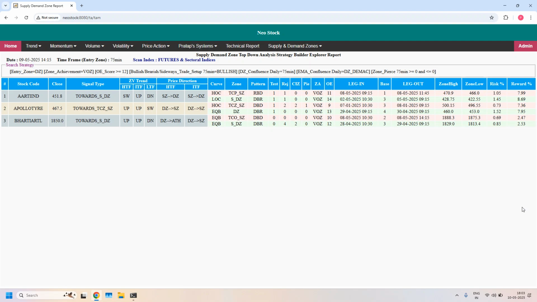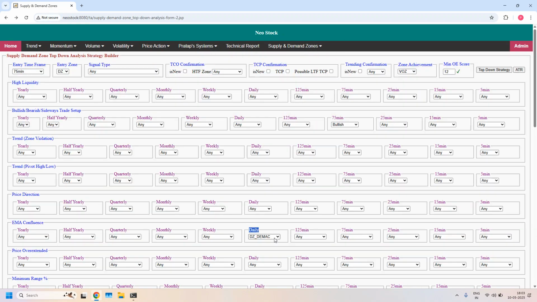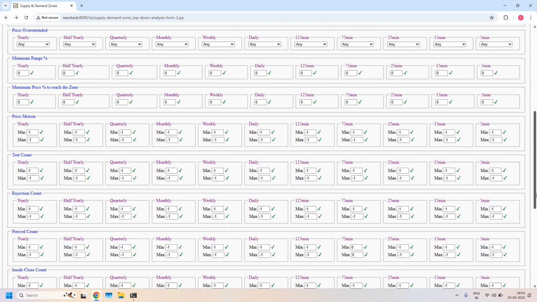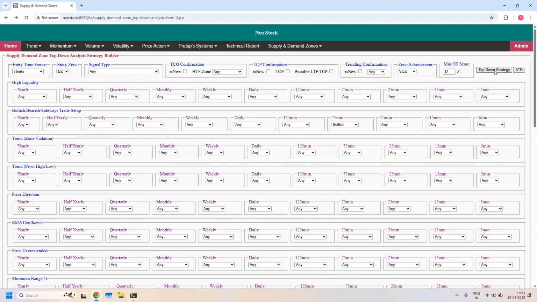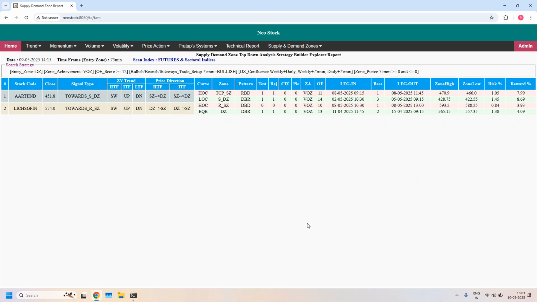Next, we will further filter based on the LTF, ITF and HTF demand zone confluence. I am removing this EMA filter. In the demand zone confluence, 3 filters we have to set. First filter is already enabled. Next, 75 and weekly demand zone confluence, daily and weekly demand zone confluence. With all the 3 filters, we got 2 stocks.